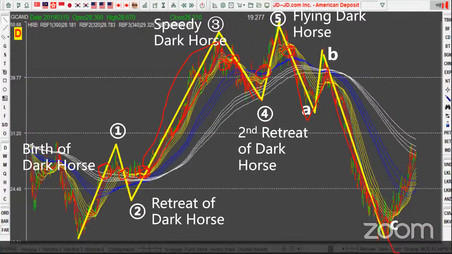Okay, so if you check: birth of the course, retreat of the course, the speed of the course, and then second retreat, and the last one, flying the course. And then after that, the price enters a medium-term to long-term correction, A, B, C. Okay, so this chart also overlaps with the wave theory, the eight waves, but it might not be that perfect in many other cases, for many other individual stocks.